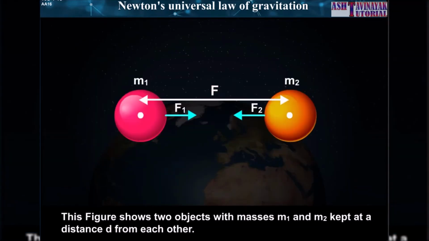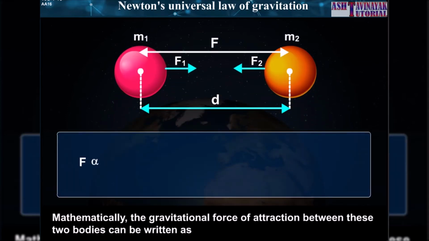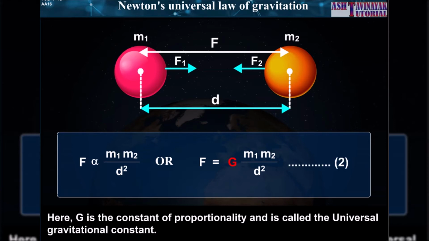This figure shows two objects with masses m1 and m2 kept at a distance d from each other. Mathematically, the gravitational force of attraction between these two bodies can be written as F is proportional to m1 m2 upon d square, or F is equal to G into m1 m2 upon d square. Let this be equation 2. Here, G is the constant of proportionality and is called the universal gravitational constant.